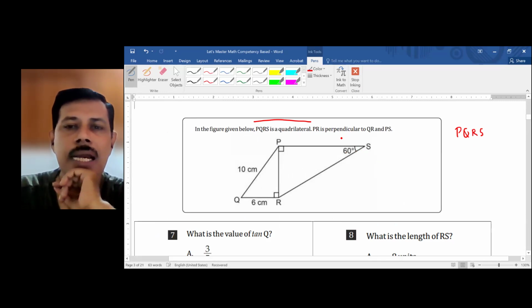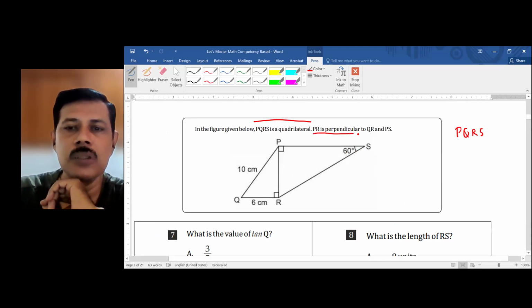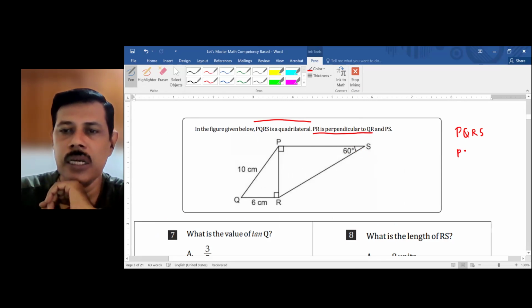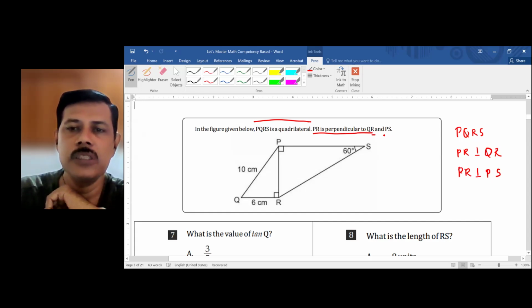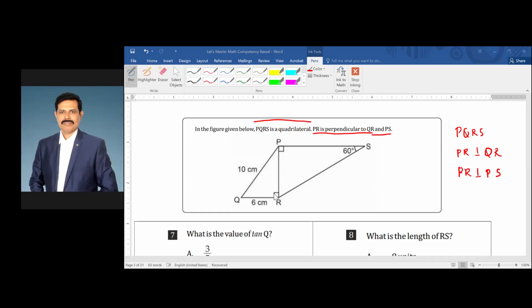Okay, and PR is perpendicular to QR. Again, PR is perpendicular to QR, and one more thing is also clear: PR is perpendicular to PS also. This is the condition which is given. Perpendicular condition means this particular angle is 90 degrees and this is 90 degrees. So here, what do I write? This is 90 degrees and this is 90 degrees.